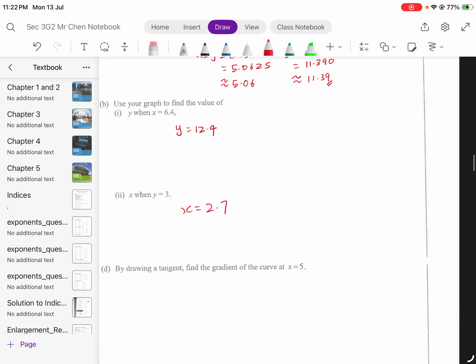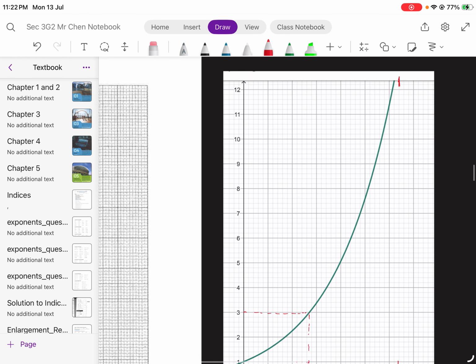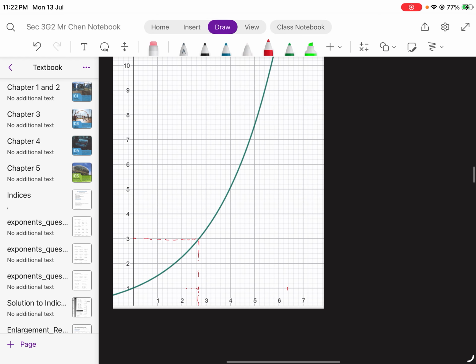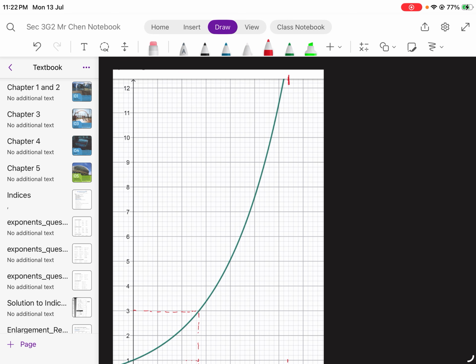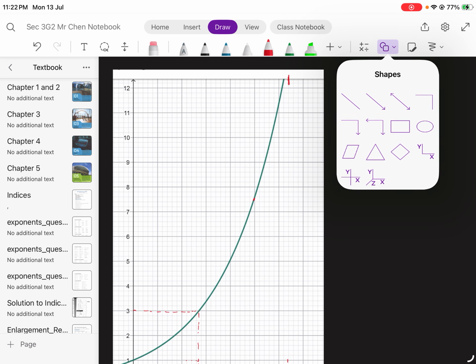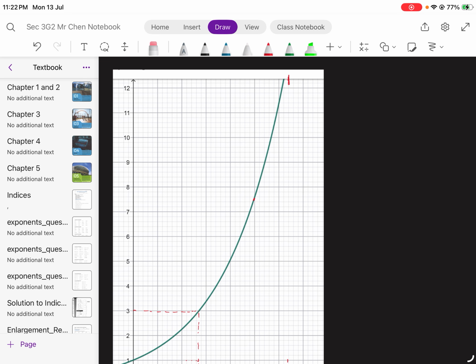By drawing a tangent, find the gradient of the curve at x equals 5. So x equals 5 will be here. We need to draw a tangent. Let's see if I can get from here. Just nice touching here. Okay, not possible.